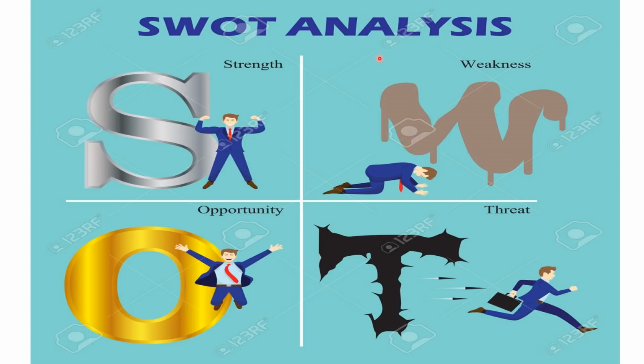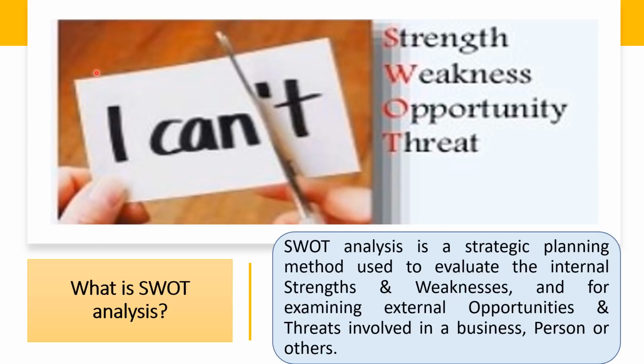Next is SWOT analysis. Now what do we mean by SWOT? Let us see. There might be some task you can't do. This SWOT analysis will help you to remove this can't and make it a can for you. Means there is something you can't do, but if you do your SWOT analysis, that can't will change to can. I can't do it will change to I can. To change that, you need to do your SWOT analysis.